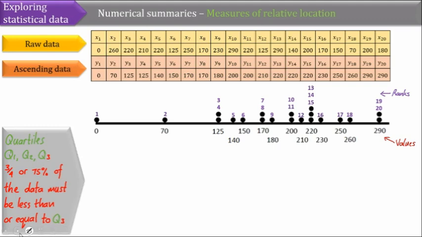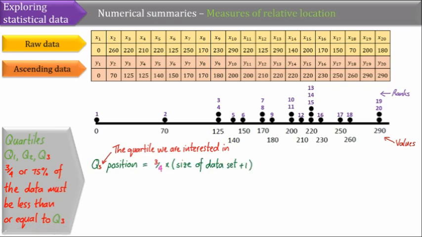Right, so let's start with the quartiles. If I'm interested in calculating Q3, then remember 75% of the data. So the first step will be to find the position of Q3. And there's a standard formula for that. We'll take 3/4 and we'll multiply it by the size of the data set plus 1. In other words, the size of the data set plus 1 will be n plus 1. So we'll take 3/4 times n plus 1.